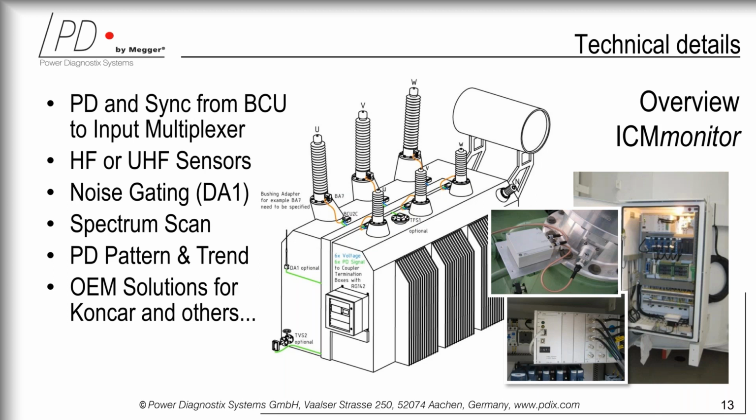The boxes that we have also have another characteristic. They can do noise gating, and this allows for several things: to suppress unwanted noises and to extract the proper PD pattern and trend across time. We are making records of these patterns. We are able to show them across time, and this can give a specialist the right understanding of what's happening with a particular transformer.